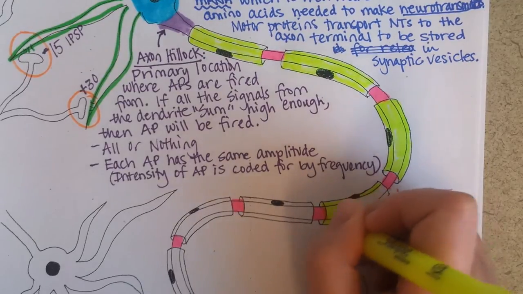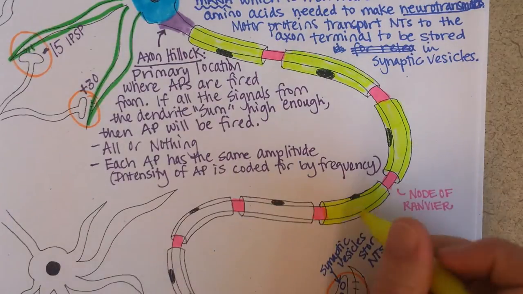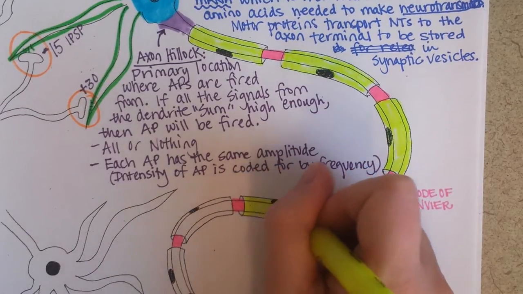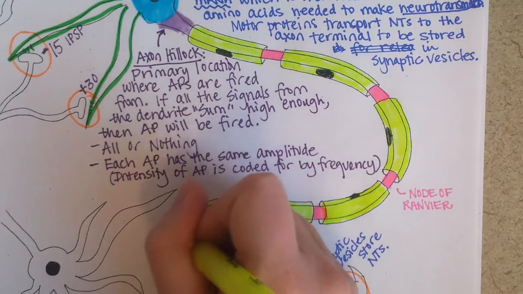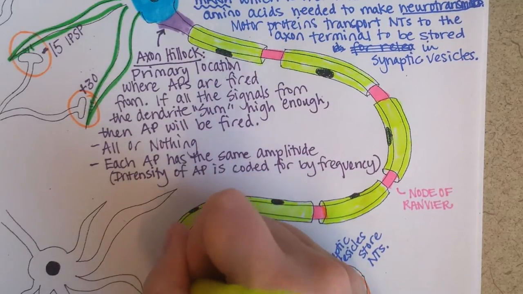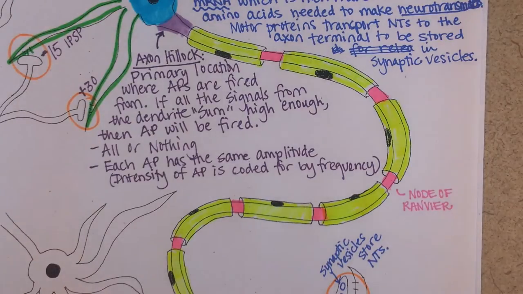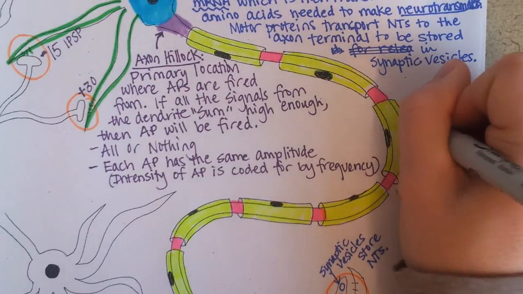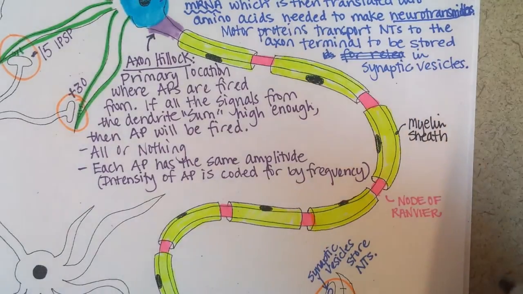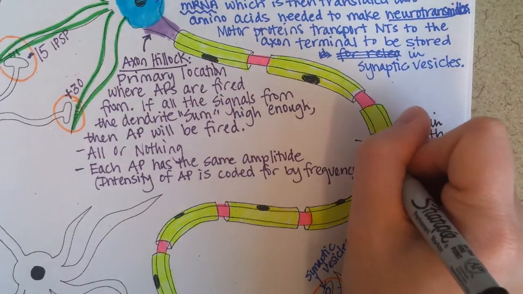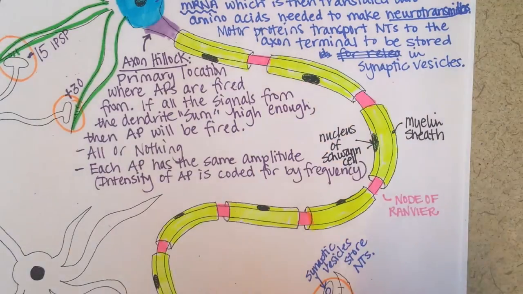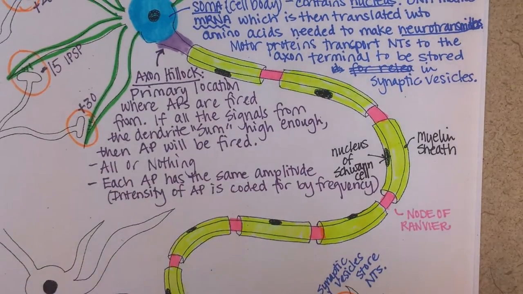The reason you might be able to figure that out is that the Schwann cells don't have the finger-like projections. See how they're just wrapped like a jelly roll? And then that dark dot is the nucleus of the Schwann cell. So the myelin sheath, and this would be the nucleus of a Schwann cell. The electrical current can only go where there are gaps in the insulation.